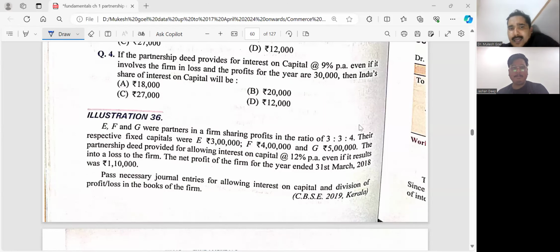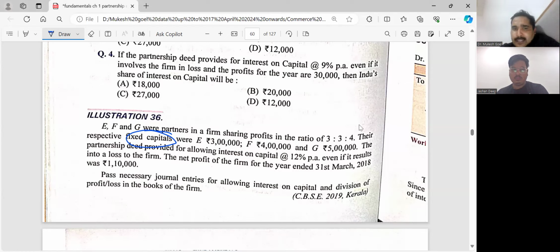E, F, G are partners in a firm sharing profit and loss in the ratio of 3:4. Their respective fixed capital, if the capital is fixed then all work will be in current account, is 3 lakh, 4 lakh, 5 lakh. The partnership deed provided for allowing interest on capital at 12% even if it results in loss, meaning to say a charge on profit. The net profit for the year ended is 1,10,000.